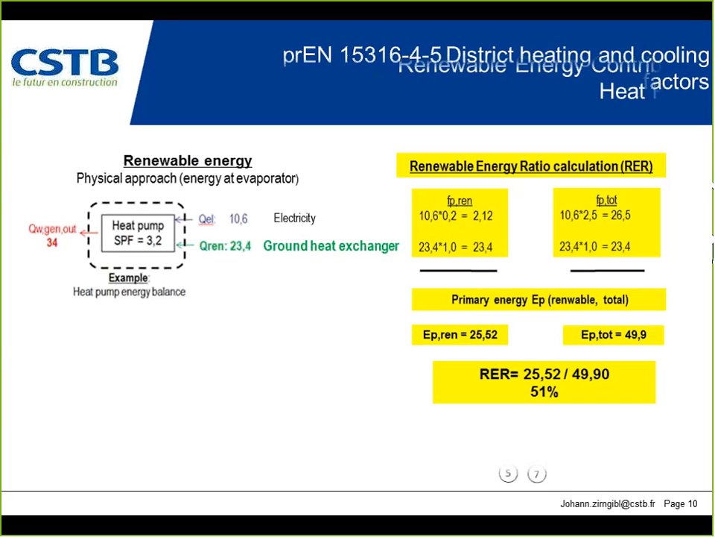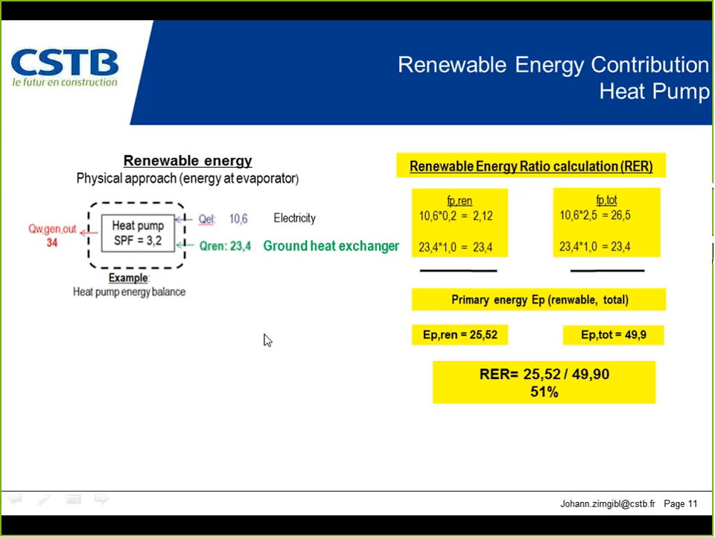And I come to the last slide now, which is how the renewable energy is taken into account in our standards. Here I give you the example of a heat pump. You see that here you have a heat pump, you have the electricity coming in, you have the ground heat exchanger, so this is the energy captured by the evaporator, and then here you have the energy output. What we take into account in the renewable calculation is the physical approach, where we take into account, for example, the energy from the ground heat exchanger, and we make the ratio of this to the total primary energy, which is shown in this example.